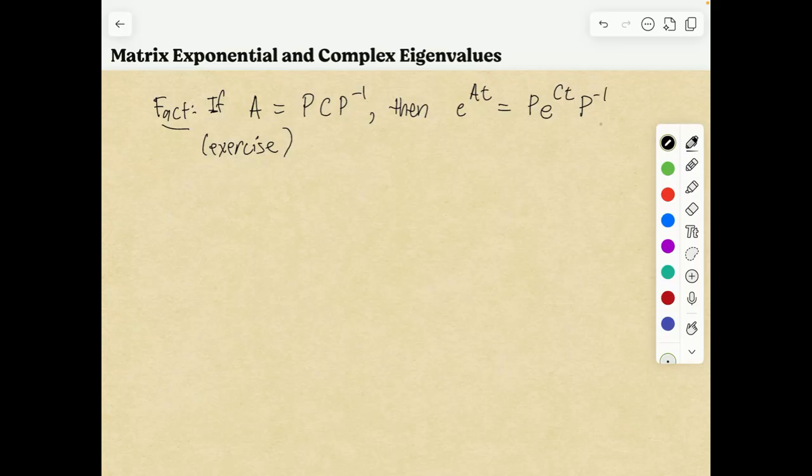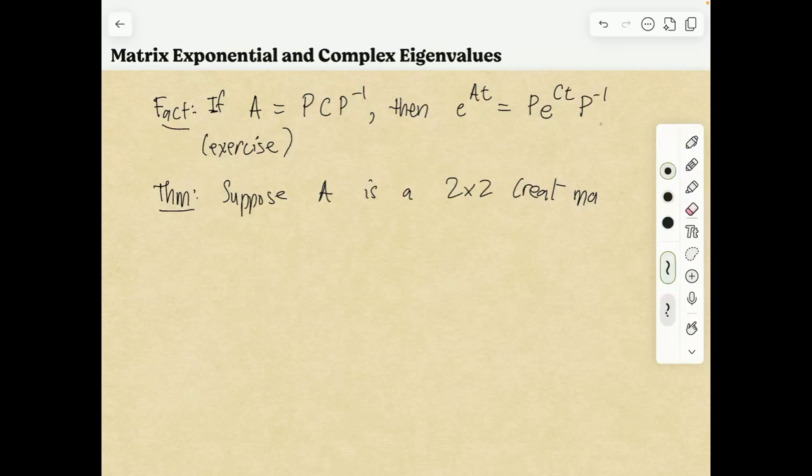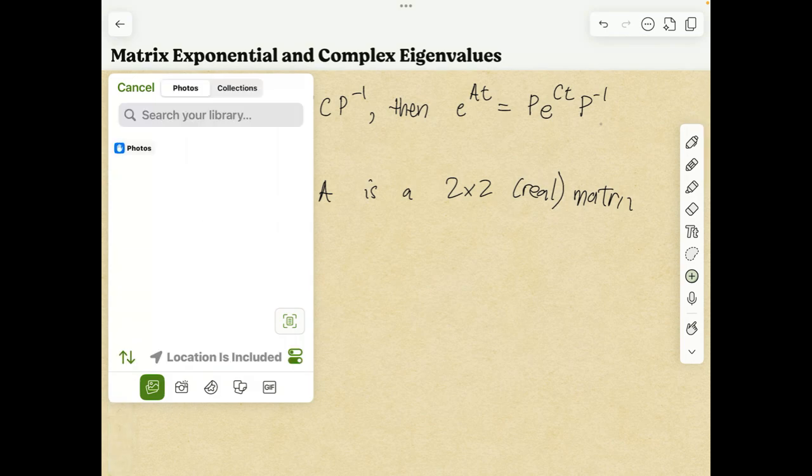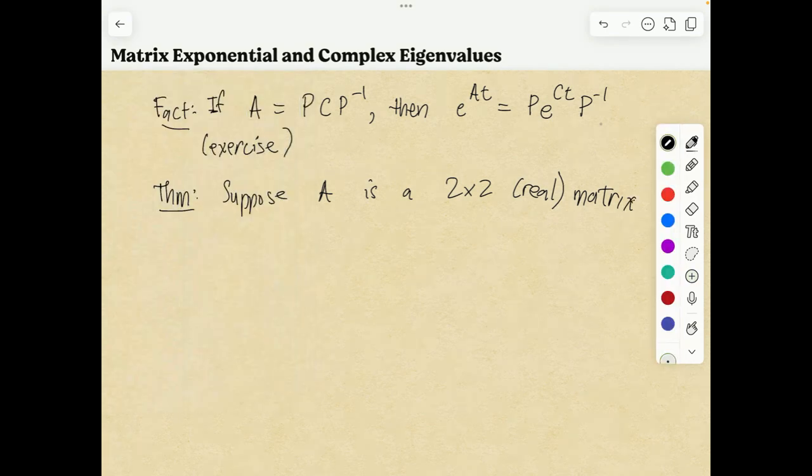Suppose now that you have a 2 by 2 matrix with complex conjugate eigenvalues. So here's the theorem we're going to use. Suppose that A is a 2 by 2 real matrix, meaning the entries are real numbers, not non-real complex numbers, so no imaginary part.